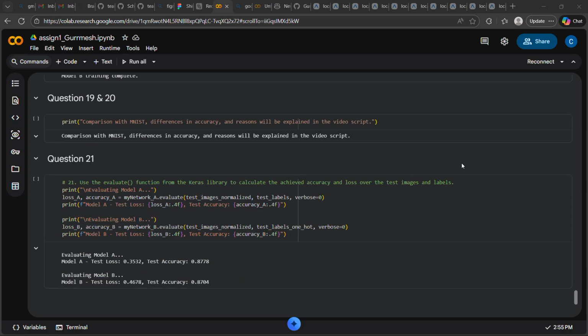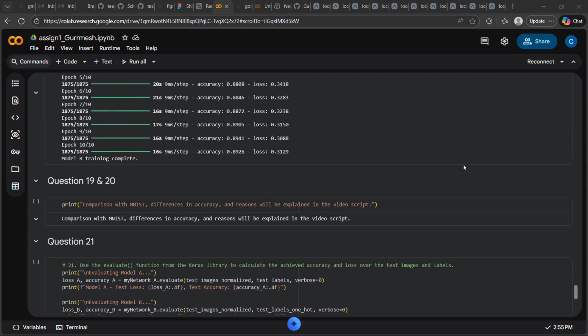Question 19 and 20, comparing Fashion MNIST with MNIST. Fashion MNIST is generally considered more challenging than the original dataset, while MNIST consists of simple handwritten digits. Fashion MNIST features more complex images of clothing items. The variation in style, texture, and pose makes it harder for a model to distinguish between categories like a t-shirt and a shirt or a sneaker and an ankle boot.